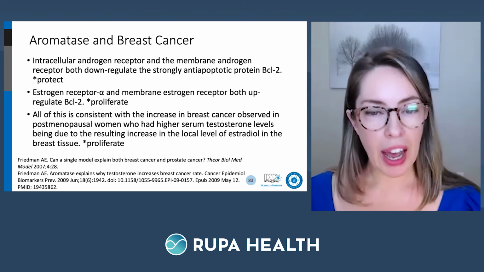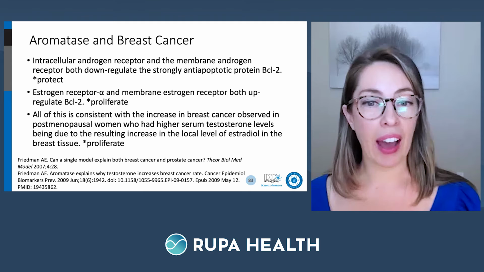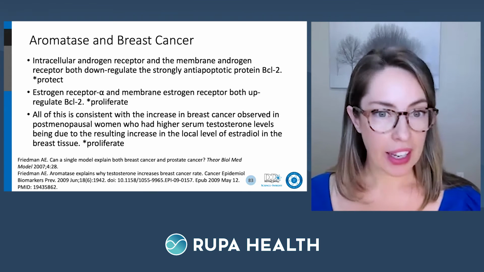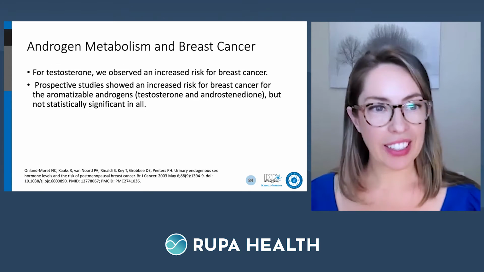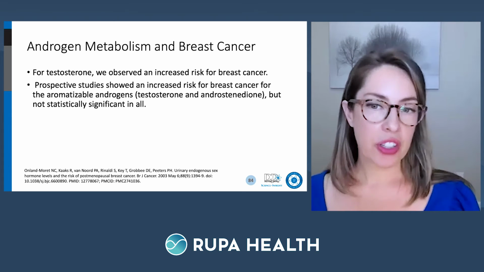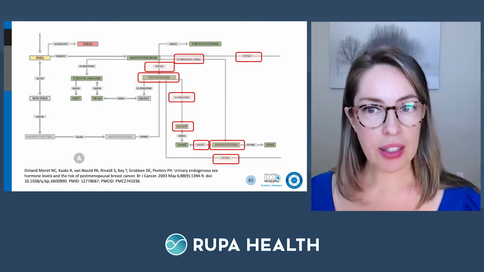So androgens protect, estrogen proliferates. This study is arguing that this single model might be able to explain breast cancer, prostate cancer, things like that. Not all studies, again, are agreeing. This study was showing urinary testosterone and androstenedione, the aromatizable androgens, to increase risk.